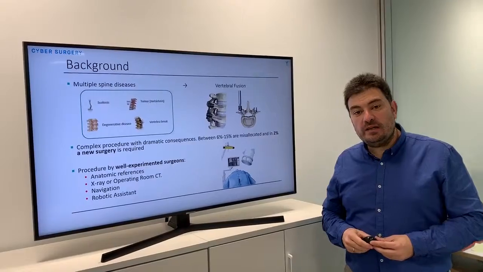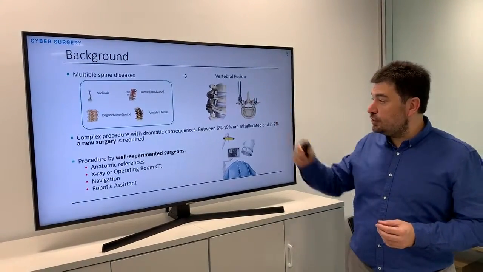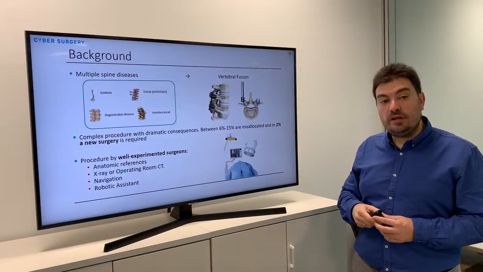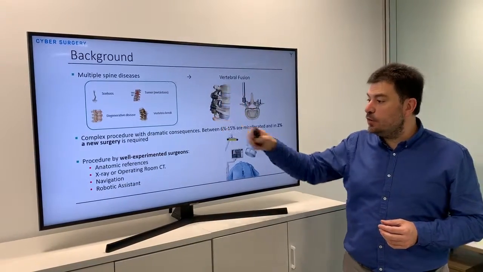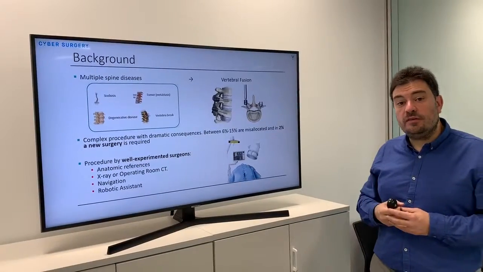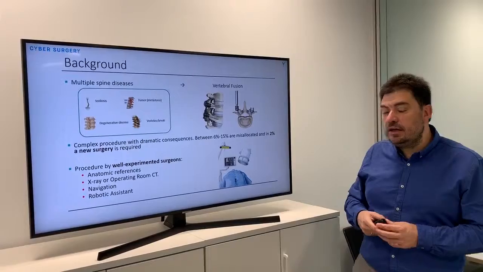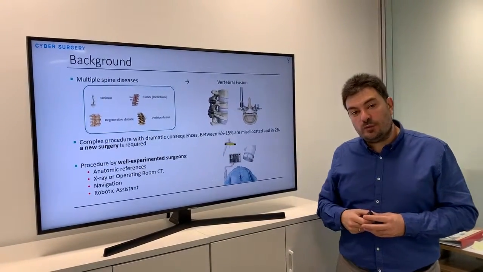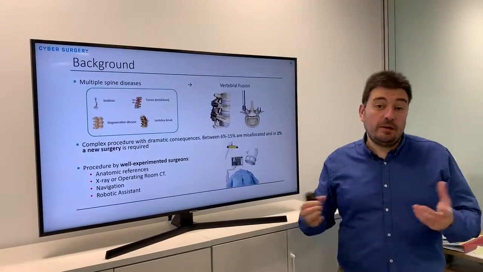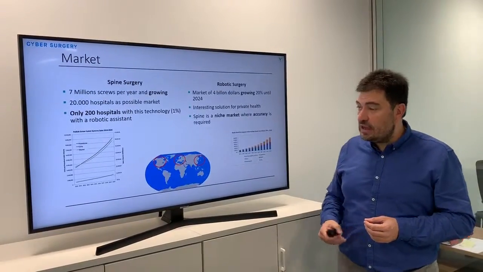There are multiple spine diseases and most of them are resolved with a procedure called vertebral fusion. It consists of inserting a couple of screws in the pedicle of the vertebra and connecting them with bars. It's a very complex procedure with dramatic consequences if there is any mistake, and in some cases a new surgery is required. It's done by very well experienced surgeons using anatomic references, X-ray, navigation, and in just a few cases, any kind of robotic assistant.